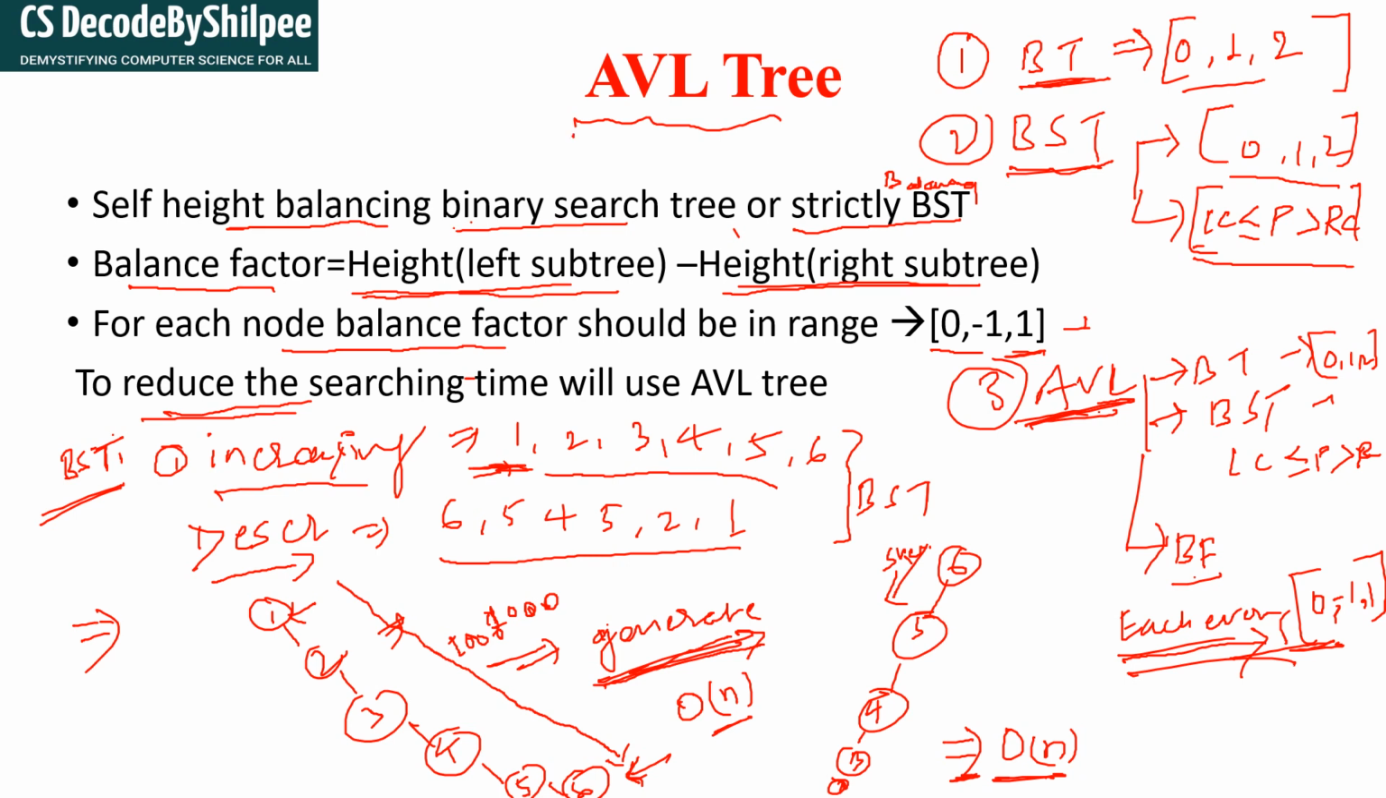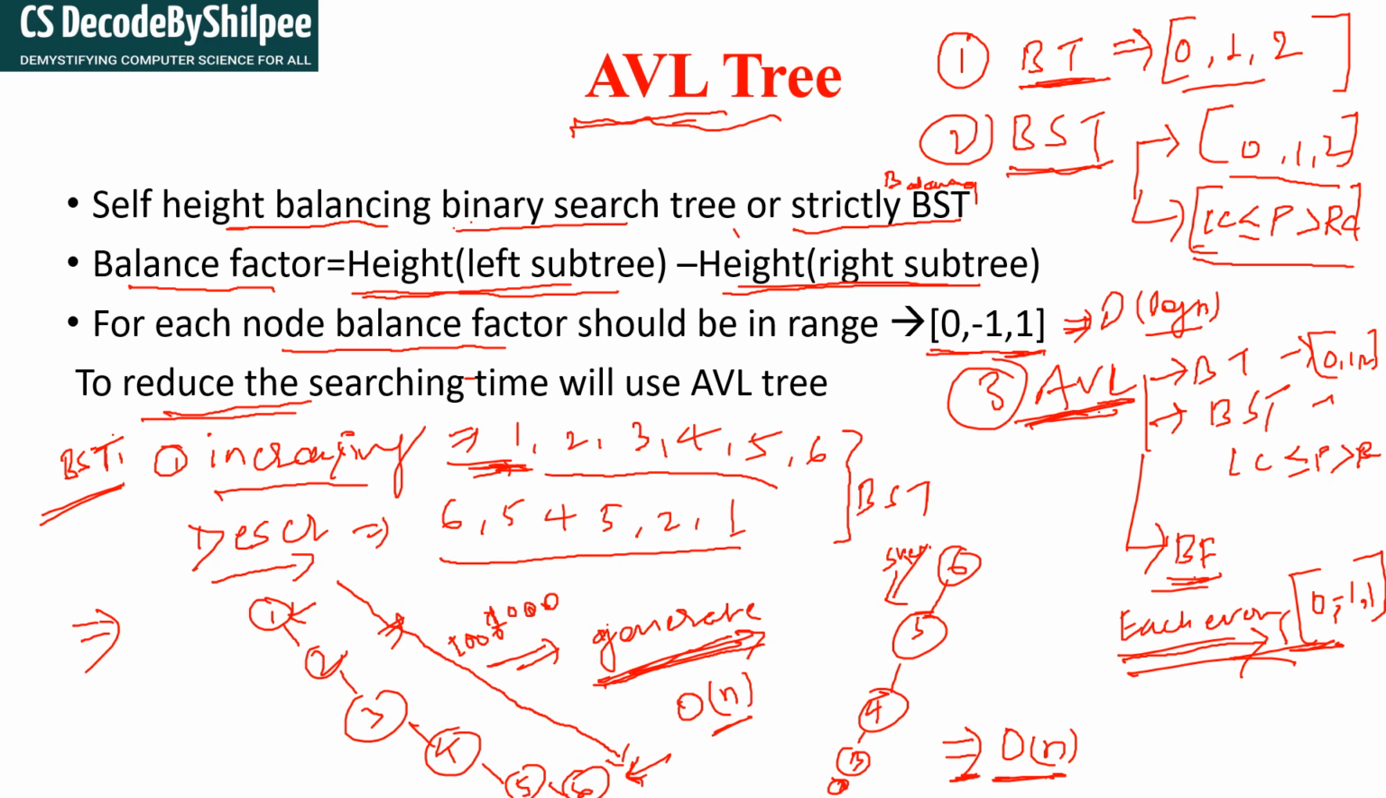AVL binary search tree has one extra property, the balance factor, and it maintains that it is at most one, means 0, -1 and 1, that range should be 0, -1, 1. So it helps you to perform searching in an AVL binary search tree in only order of log n. Either you have an increasing order or a decreasing order, whatever the situation, in an AVL tree the searching time is always order of log n, and that's the reason the AVL tree was introduced. So I hope you understood what the AVL tree is and why it is introduced.